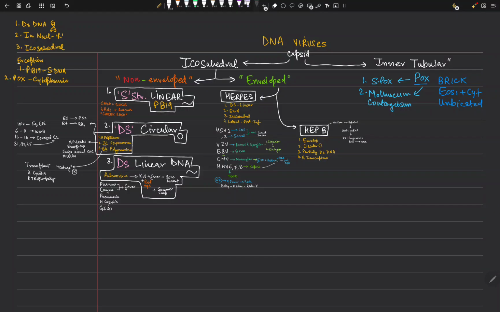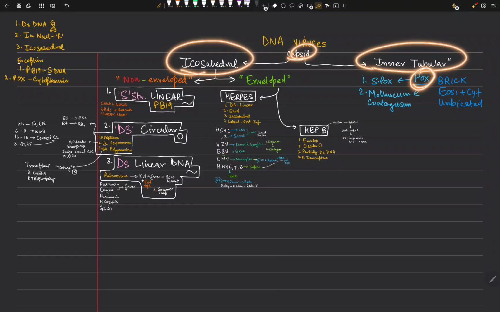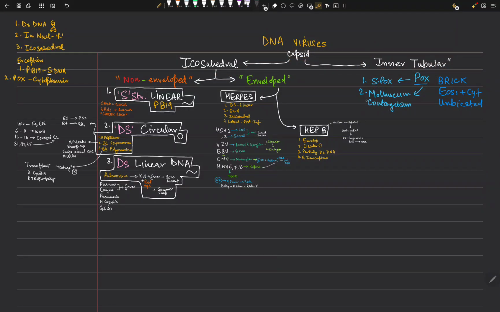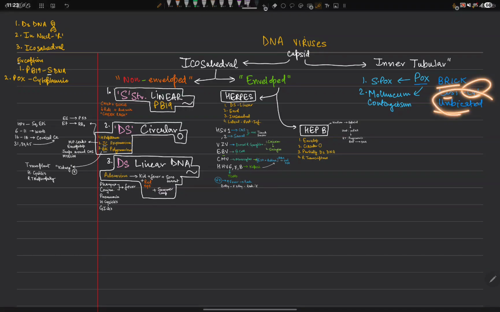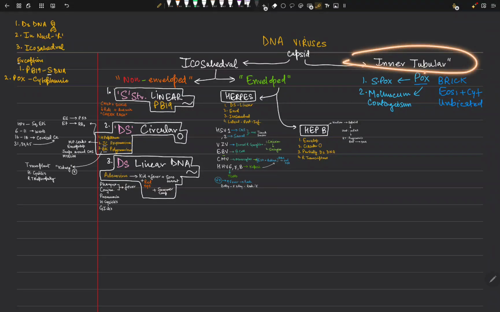So simply we have capsid shape. Once again, capsid: icosahedral. Inner tubular is pox. Pox is cytoplasmic, and this one, molluscum, very weird name: brick-shaped, eosinophilic, cytoplasmic, umbilicated lesions. So inner tubular is pox, capsid icosahedral. Icosahedral is a weird name, by the way.